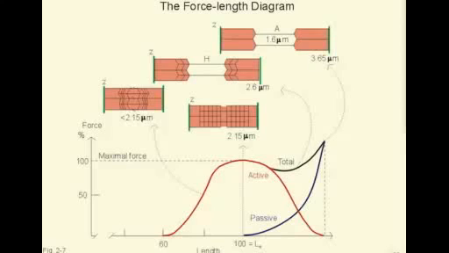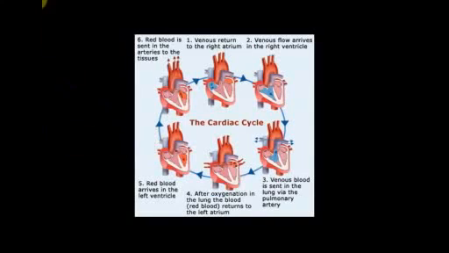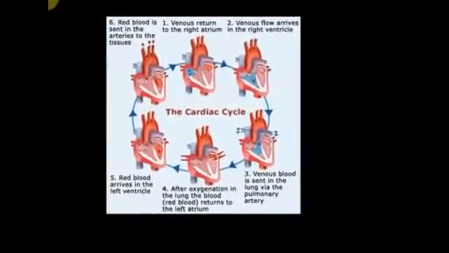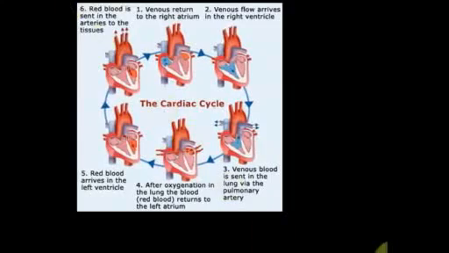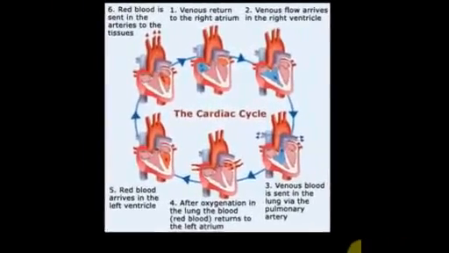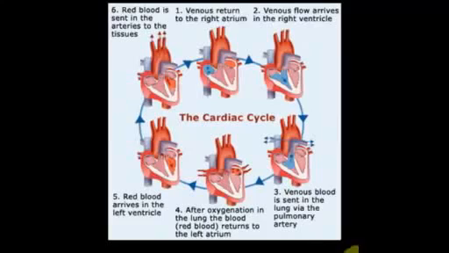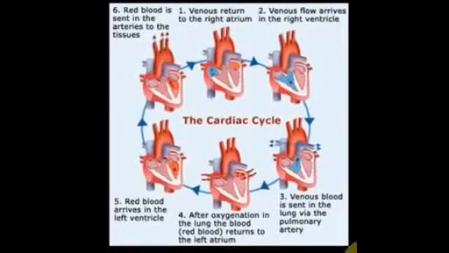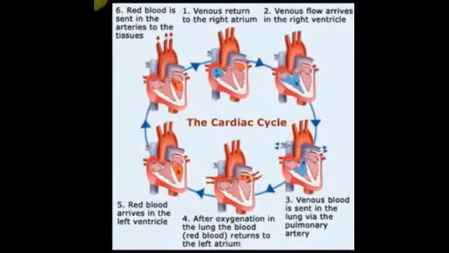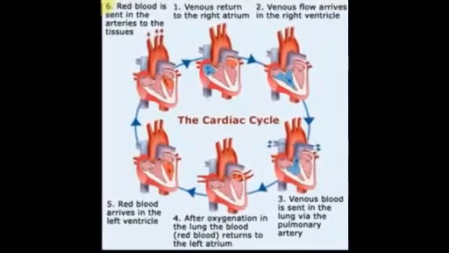Okay, picture number 20 gives you the cardiac cycle. This is an explanation of how, because of the contraction and relaxation of the muscles, there are different states of the cardiac cycle.